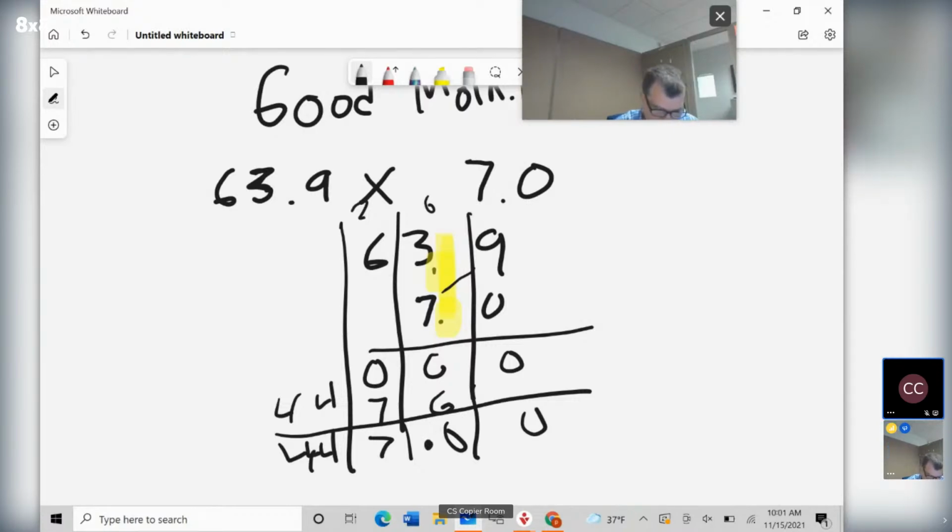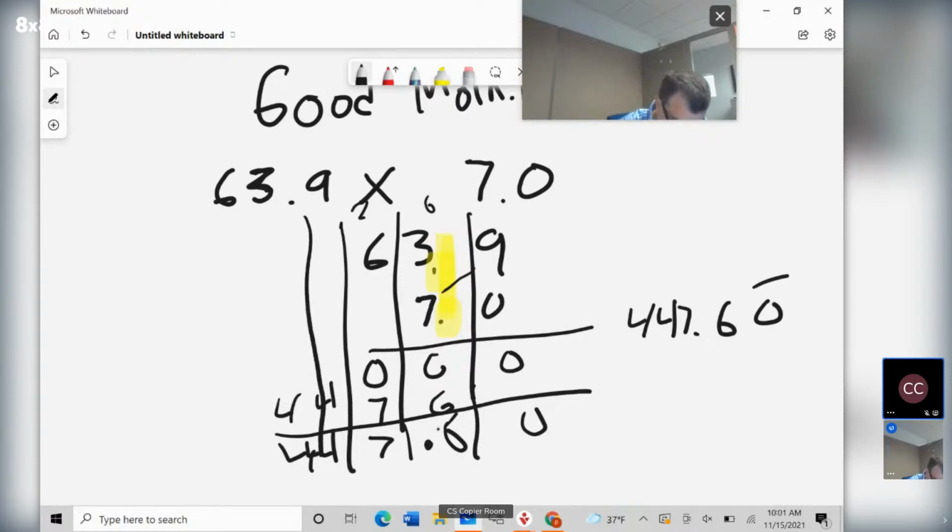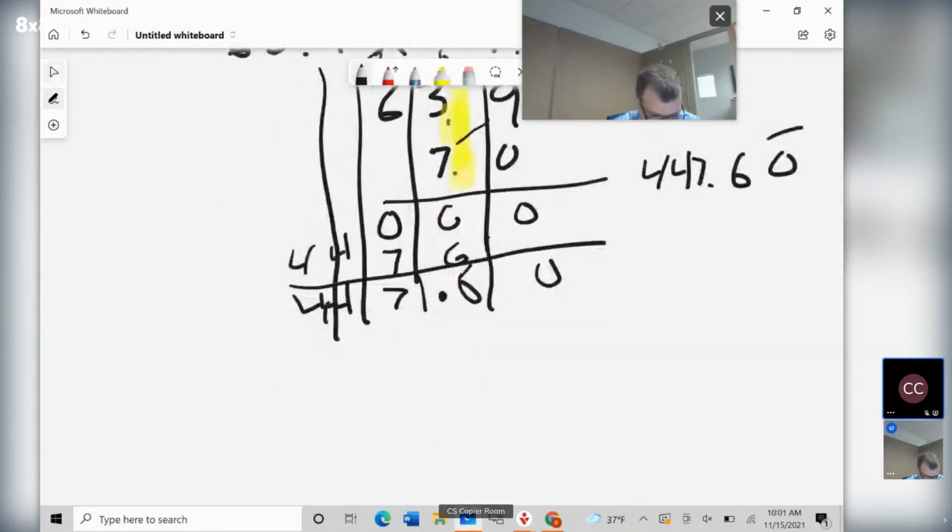So it'd be 447.60. And that 0, you can put that there, you don't have to put it there, because anything that's 0 really is 0. It's just if you want to put it, you can. And this one I just forgot, I would have put one more column in. Okay. So if we did this 63.9 times 7.0, first thing you want to maybe do is bring the decimal down there. I brought it down with these columns. It's really up to you how you want to do it. I know columns tend to help us stay a little more organized.